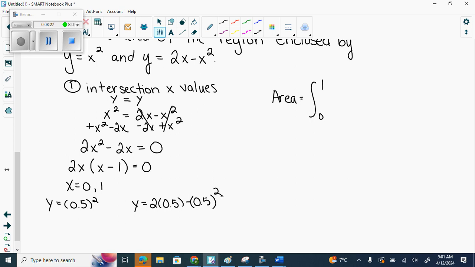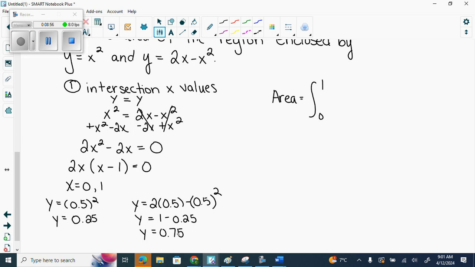Should be like one half. I did one of these yesterday. Nope, it's not the same thing. So it's going to be 0.25. This one is going to be half of 2, so 1, minus 0.25, which is 0.75. Which one's higher? 0.75. So that's the one I'm going to write first.